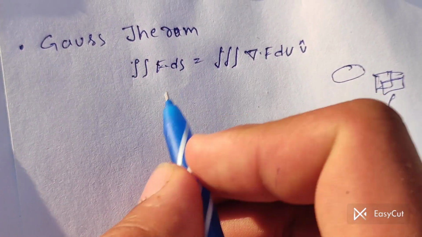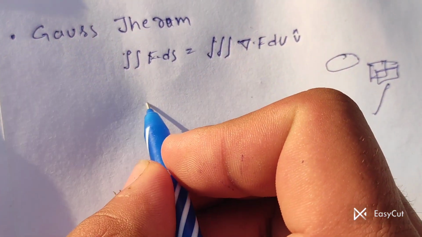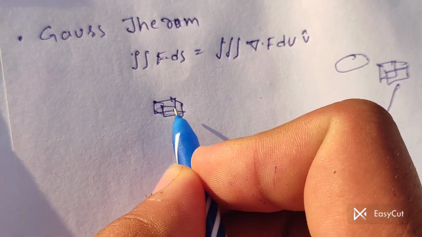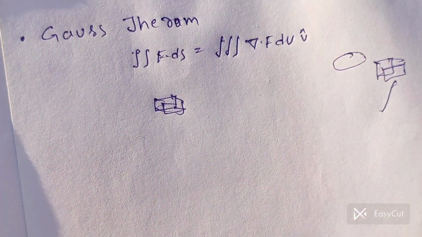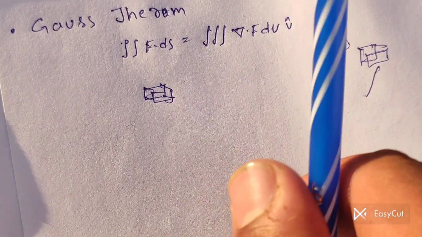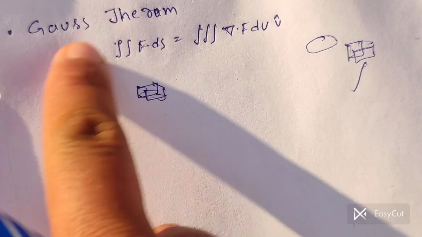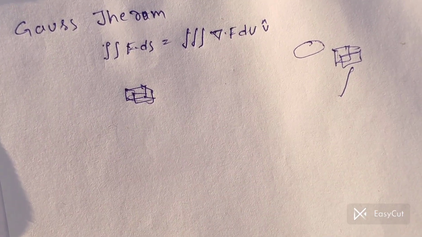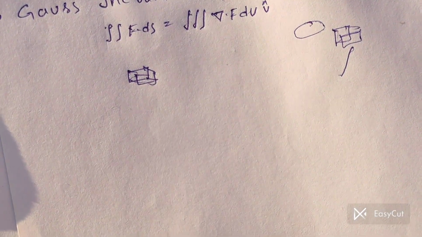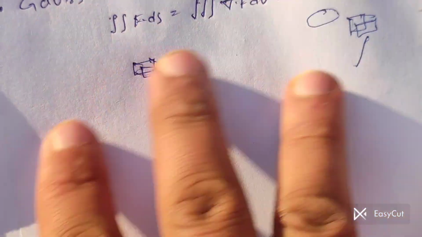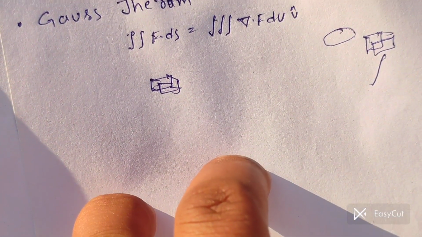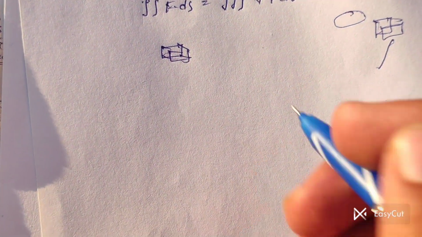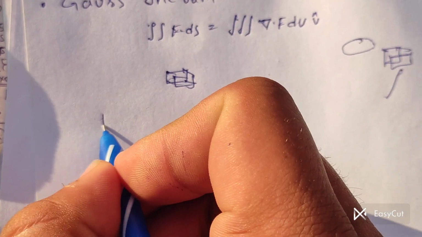For example, let's see a matchbox. A matchbox is a cubic form. This is the matchbox surface, but the overall cube form is the volume. When we look at it from above the surface, it looks like a surface integral. So the Gauss theorem says that we can convert the surface integral into a volume integral. The proof is very simple.